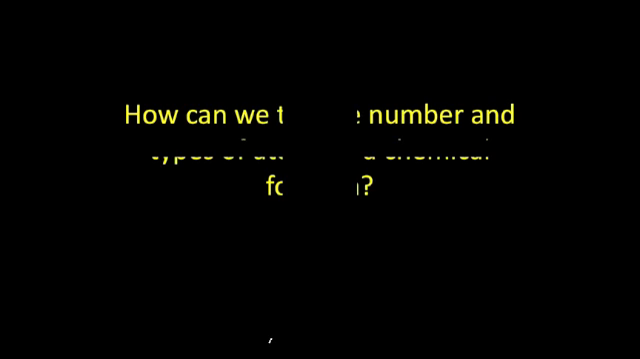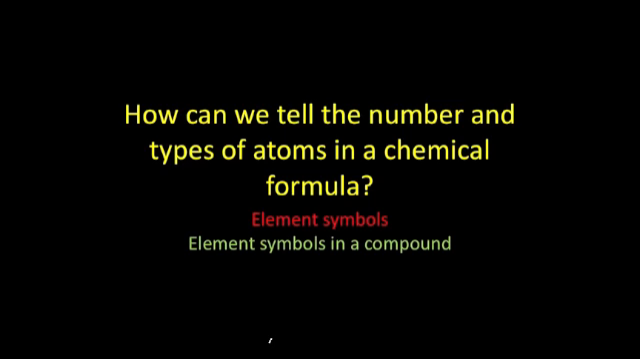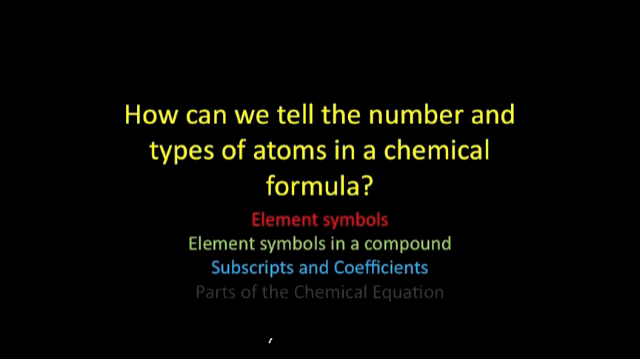Okay, today we're going to be discussing chemical formulas. When we look at a chemical formula, we want to ask the question: how can we tell the number and types of atoms in that chemical formula? We're going to discuss element symbols, which you should be familiar with from our past discussions, element symbols in a compound, what a subscript and coefficient is, and the other symbols that will be part of a chemical equation.